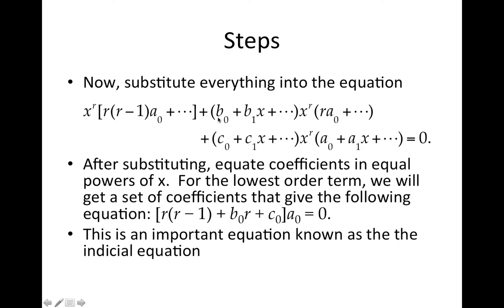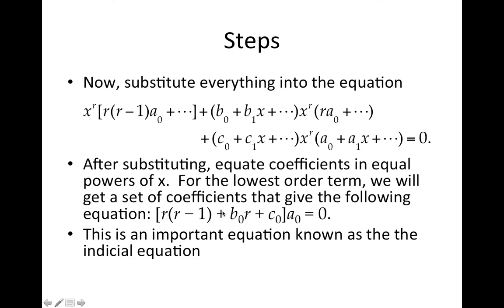And then our second term contains the b of x, and our third term contains the c of x. So we have those expansions. We still have our x to the r. We now have our expansion for y prime and our expansion for y double prime. So we've substituted everything, and now what we want to do is equate coefficients of equal powers of x.